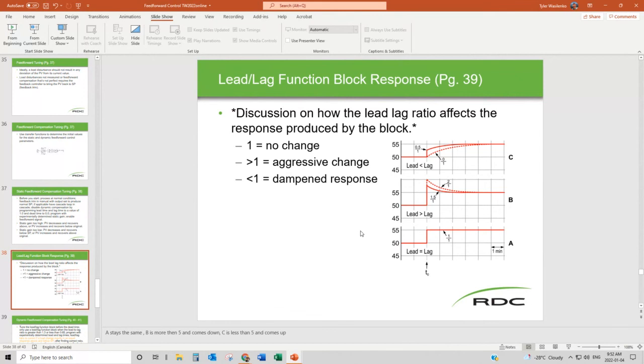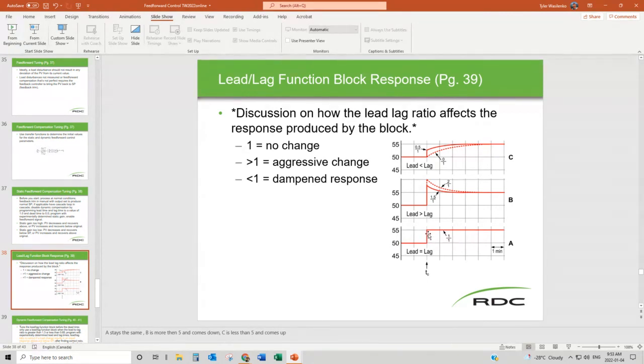Okay, here's a couple of diagrams that illustrate what happens when we talk about the lead lag function block. And remember, the lead lag parameter is LL, which means that they're basically compared to each other. And these graphs represent what happens in the relationship between lead and lag. Okay, so when the lead is less than the lag, and you can do that mathematically here, we end up with a graph that looks like a first order response. When the lead is greater than the lag, we get what looks like a derivative set point kick type response, and then a reverse acting curve. And when the lead is equal to the lag, we get basically what is a static response with no time.